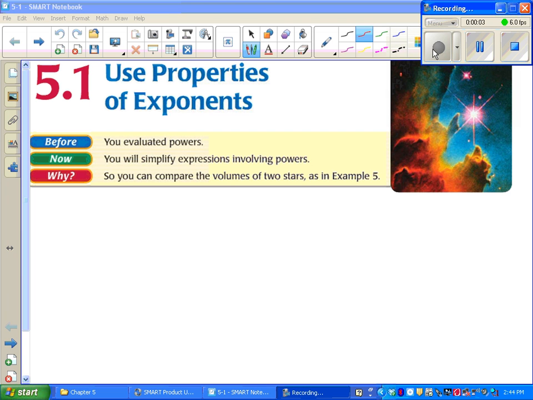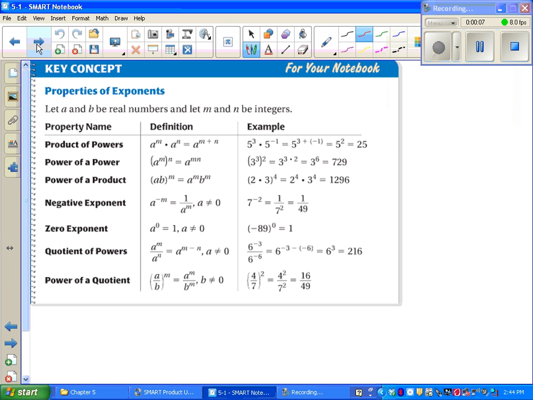5.1. Today we're going to simplify expressions involving powers. Most of this will be a review from Algebra 1. This first slide, go ahead and review the different properties of exponents that we've learned in the last couple math courses, pre-algebra and Algebra 1. And we're going to just be using all of these today.